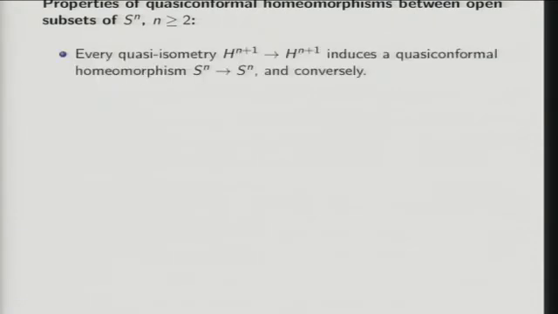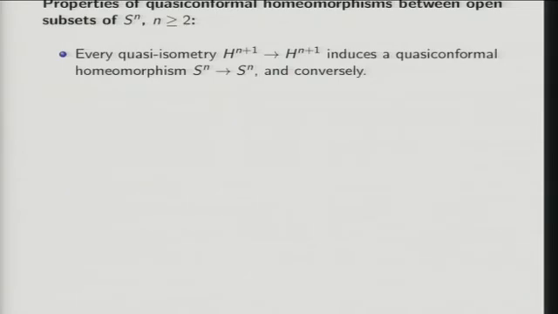So first of all, if you have a quasi-isometry from hyperbolic space to itself, then, again, you have the Poincare ball model for hyperbolic space.